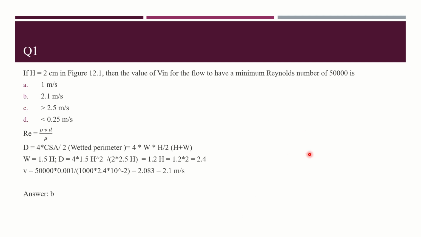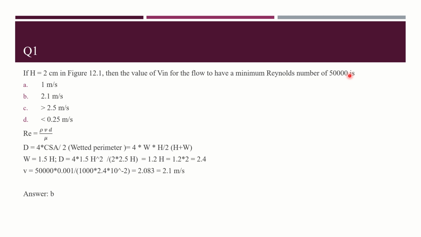Now we'll go to question 1. It is mentioned that in figure 12.1, since we are dealing with all the questions with reference to figure 12.1, if the height is 2 centimeter, what is the value of V_in for the flow to have a minimum Reynolds number of 50,000? So what is asked is, if the Reynolds number is 50,000, what would be the value of the inlet velocity, and the height is given as 2 centimeter.